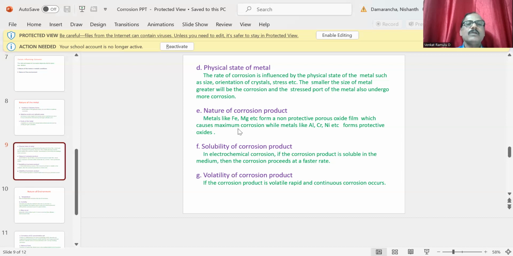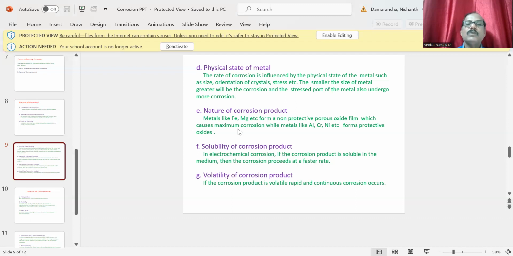And next, number 5, the fifth factor is nature of corrosion product. So we have different types of oxide films forming on the metal surface. Some are non-protective porous oxide films, some are protective oxide films. For example, if an oxide film on a metal has pores, breaks, or cracks, then definitely the underlying metal undergoes more corrosion.